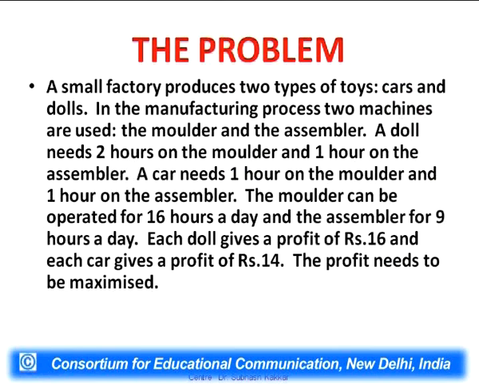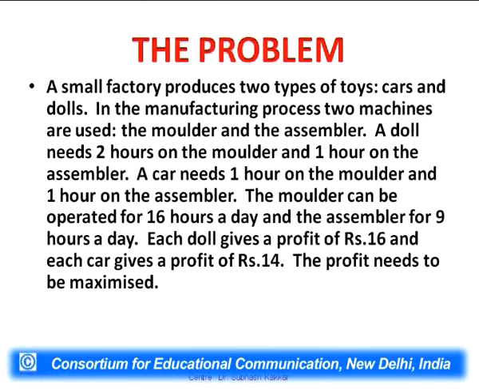Then the capacities of the molder and assembler are given and the time required for manufacturing a toy like doll or car is also mentioned. The doll requires 2 hours on the molder and 1 hour on the assembler. This is the key information. Whereas the car needs 1 hour on the molder and 1 hour on the assembler. This is also key information. And the capacity of molder and assembler is also given. The molder has a capacity of 16 hours only in a day and the assembler has a capacity of 9 hours for operation in a day.